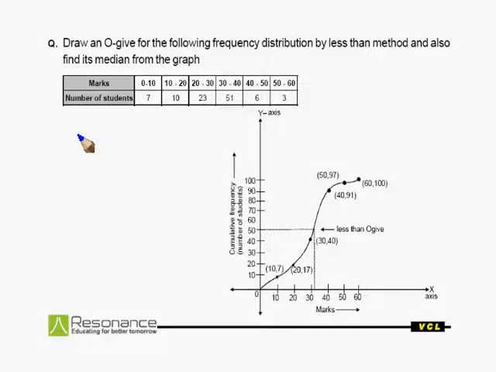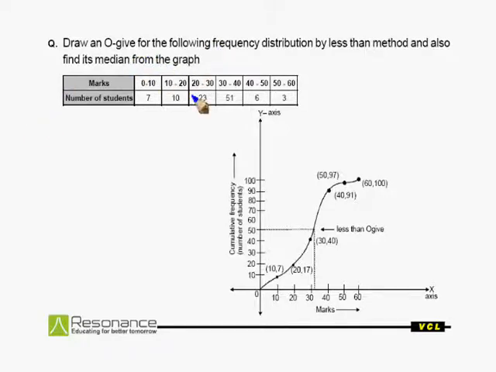In the last session, we saw that we are able to find the median with the help of a formula. Now, in this session, we see how we can find the median by drawing the graph. Now, let's see the question. Draw an OG for the following frequency distribution by less than method and also find its median from the graph.